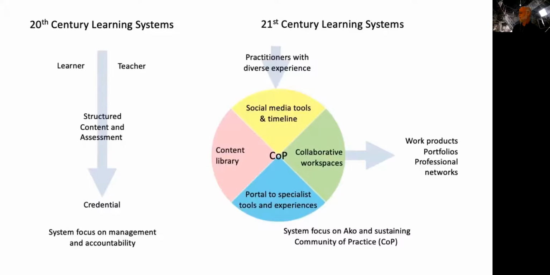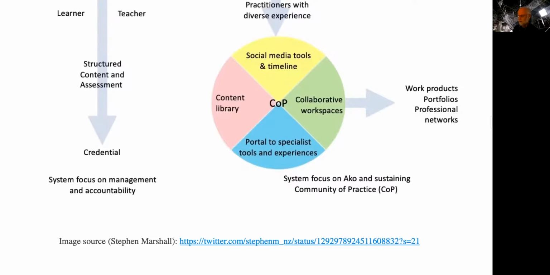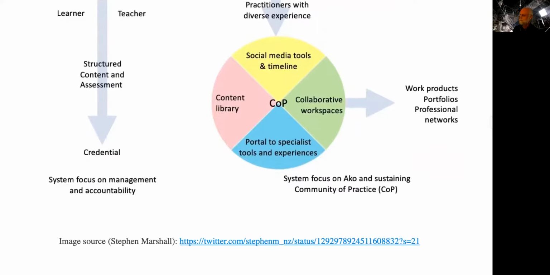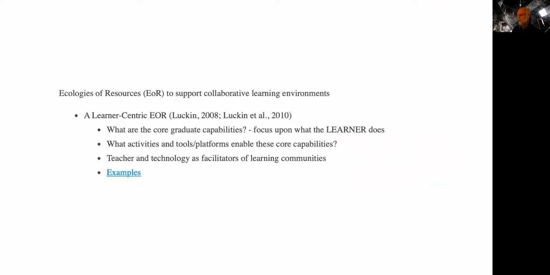So I like this diagram, which was just tweeted 2 days ago by Stephen Marshall. If I just go up, you can see the source link there on Twitter. And he was just knocking around some ideas of how can we rethink learning, and particularly online learning, in the 21st century, moving away from very structured online content and assessment and credentialing to creating much more around a community of practice. How can we use our tools to do that and really focus on student portfolios and professional activities and networks and bridging them into that? I thought this was a really nice illustration.